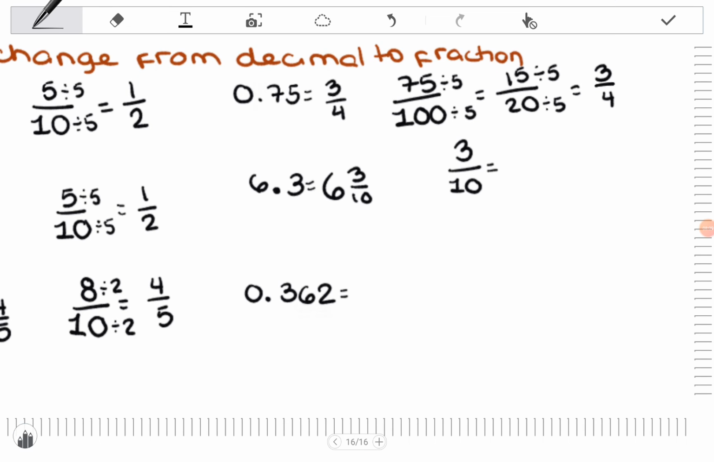Let's look at our last example. In this case, it's not going to be a mixed number because it has a 0 before the point. So I'm going to work with the numbers after the point. 362. I write the line and I write the 1. Now I ask, how many numbers do I have after the point? In this case, we have 1, 2, and 3 numbers. That's why I'm going to write here 3 zeros.